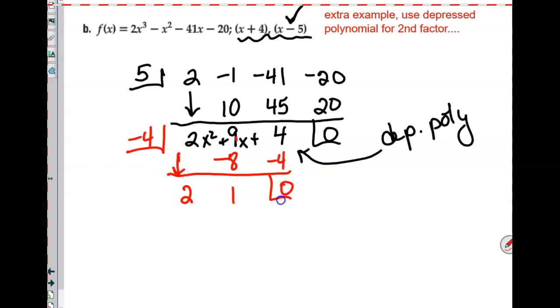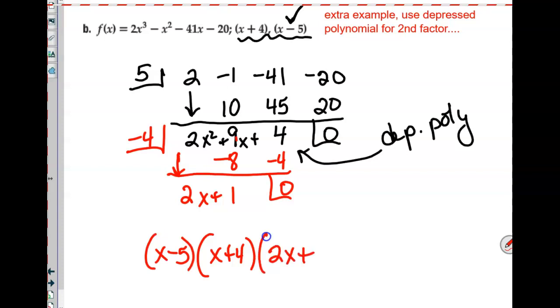Okay, so now we have this completely factored. Does anybody understand how it looks now? This is 2x plus 1 is our last factor. What were the first two? X minus 5, x plus 4, and now we had left 2x plus 1.